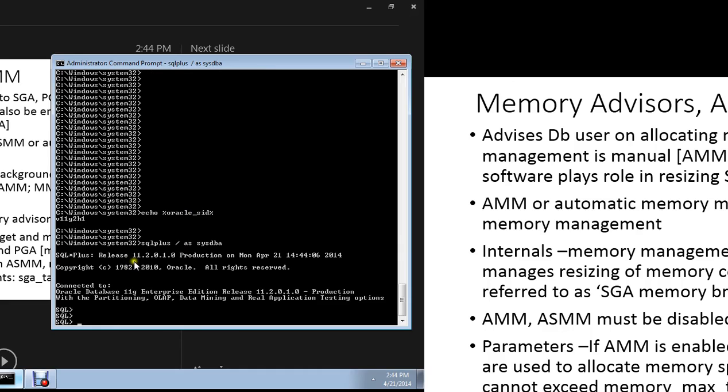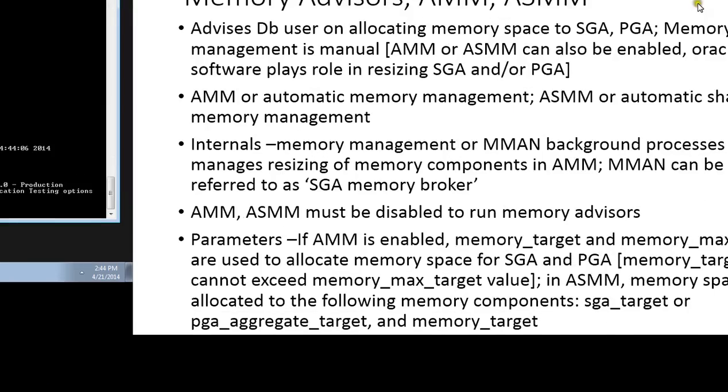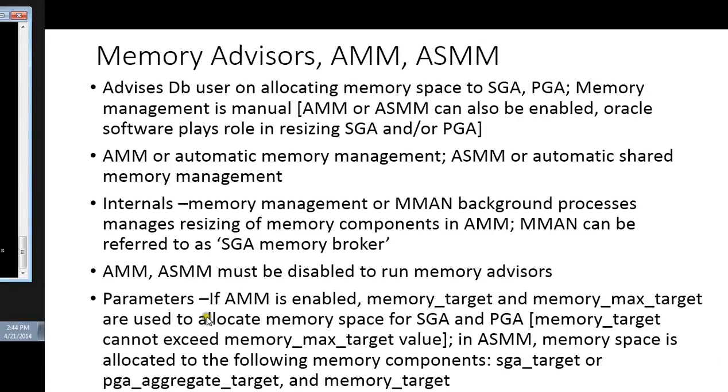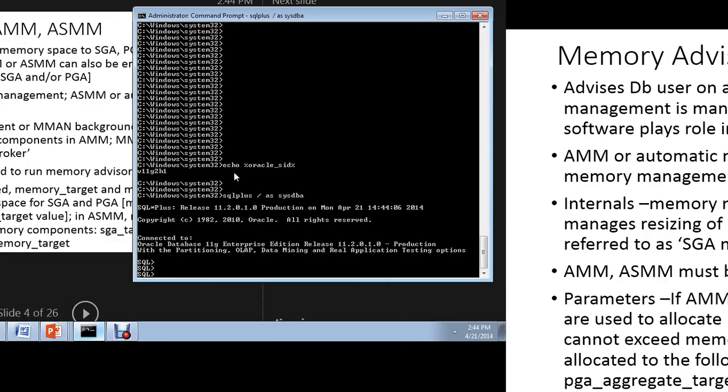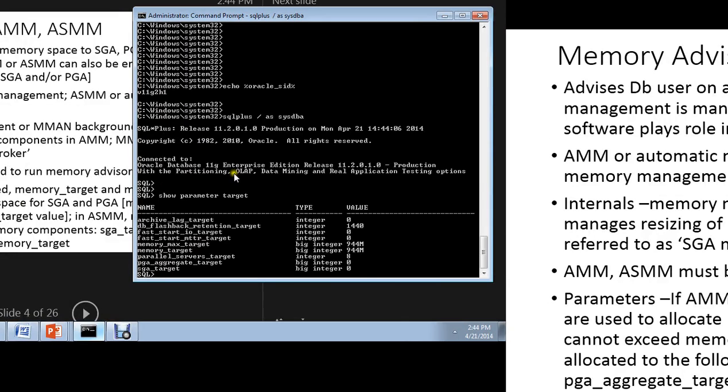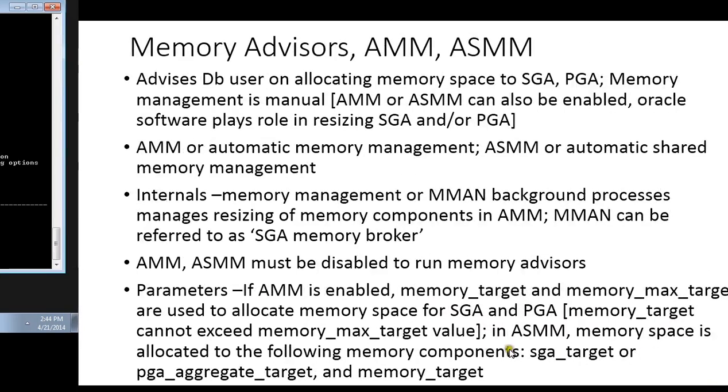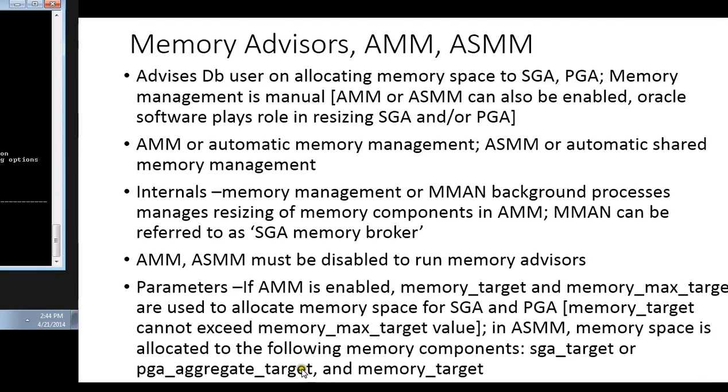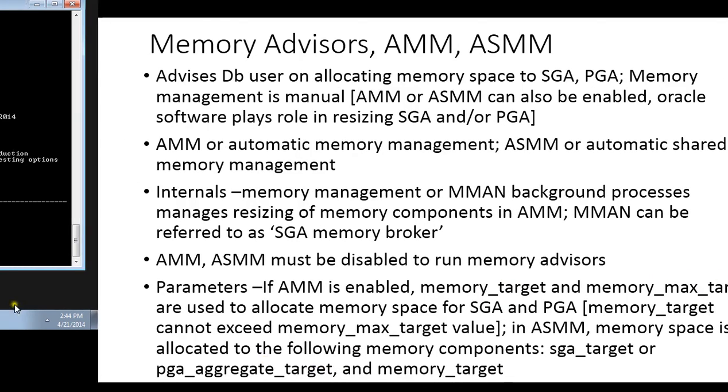So what I'll do now is, first I need to make sure, do I have AMM enabled? So I'm going to query the target. Let me do this: show parameter target. The reason why I chose target is that most of these parameters have target as part of the title. So you have memory target, SGA target, you have PGA aggregate target.